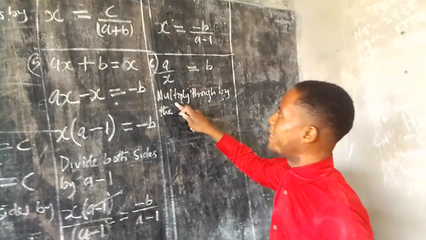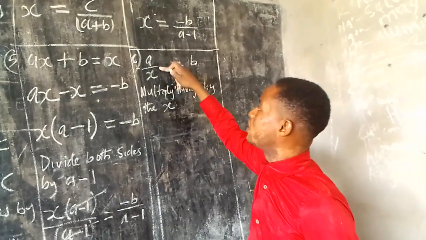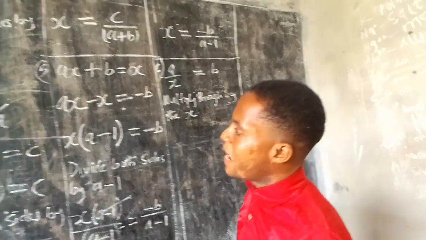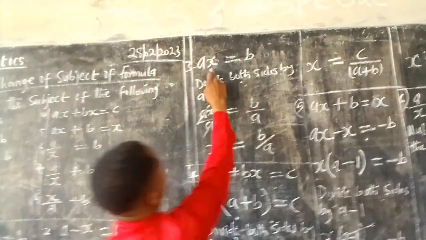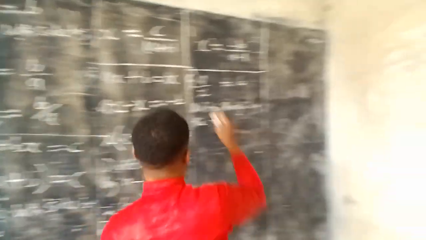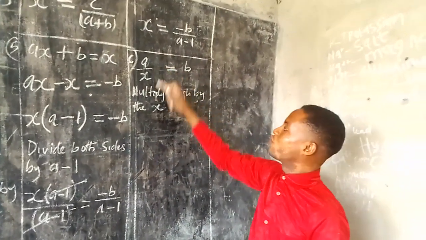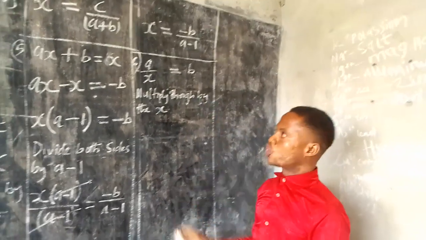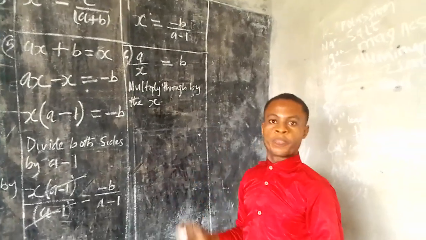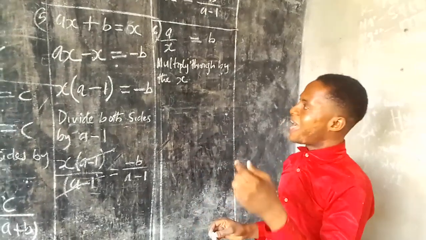Why did I say multiply? Because there is divide. Remember I told you that the reverse of division is multiplication and the reverse of multiplication is division. Remember here I said that we have ax equals b. Because this is multiplication, I say divide both sides. Here we have a divided by x equals b. Because it is division, I have to say multiply both sides. Showing that multiplication is the reverse of division and division is the reverse of multiplication. Same way addition is the reverse of subtraction and subtraction is the reverse of addition.